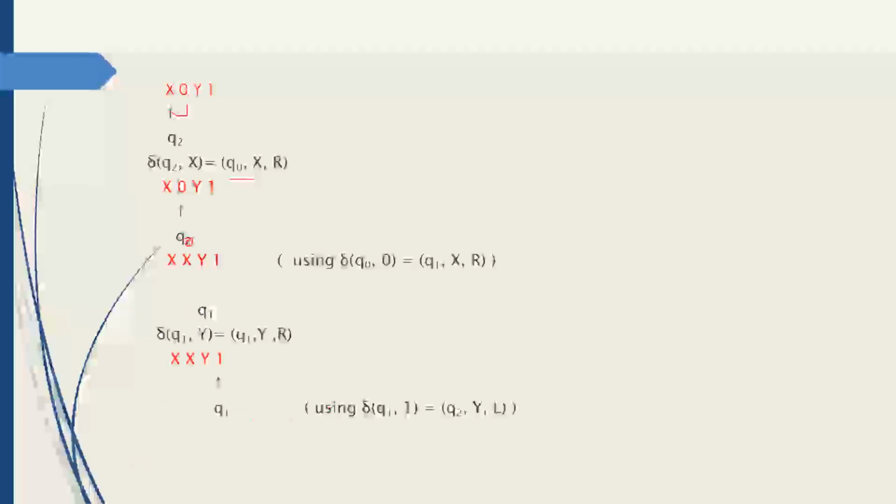Now, if Q1 points to 1, we already defined the transition: Q1 on input 1, what we need to do is change the state to Q2, let 1 be replaced by 1, move the cursor to the left direction. The cursor is moved to the left direction. Again, you are in the state Q2. Y is there. We say that you be in the state Q2 itself, let Y be as it is, move the cursor to the left direction.